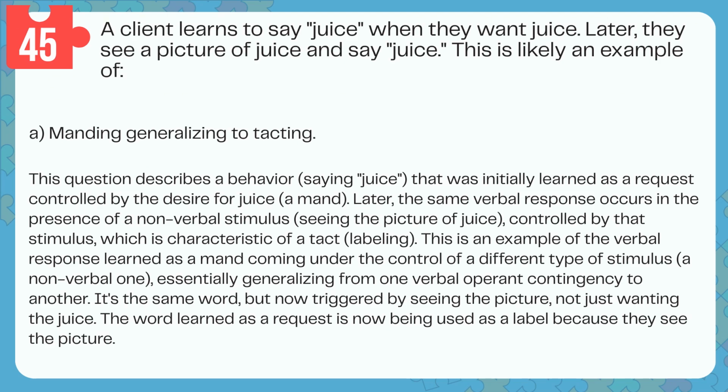Explanation: this question describes a behavior, saying juice, that was initially learned as a request controlled by the desire for juice, a mand. Later, the same verbal response occurs in the presence of a nonverbal stimulus, seeing the picture of juice, controlled by that stimulus, which is characteristic of a tact. Labeling. This is an example of the verbal response learned as a mand coming under the control of a different type of stimulus, a nonverbal one, essentially generalizing from one verbal operant contingency to another. It's the same word, but now triggered by seeing the picture, not just wanting the juice. The word learned as a request is now being used as a label because they see the picture.